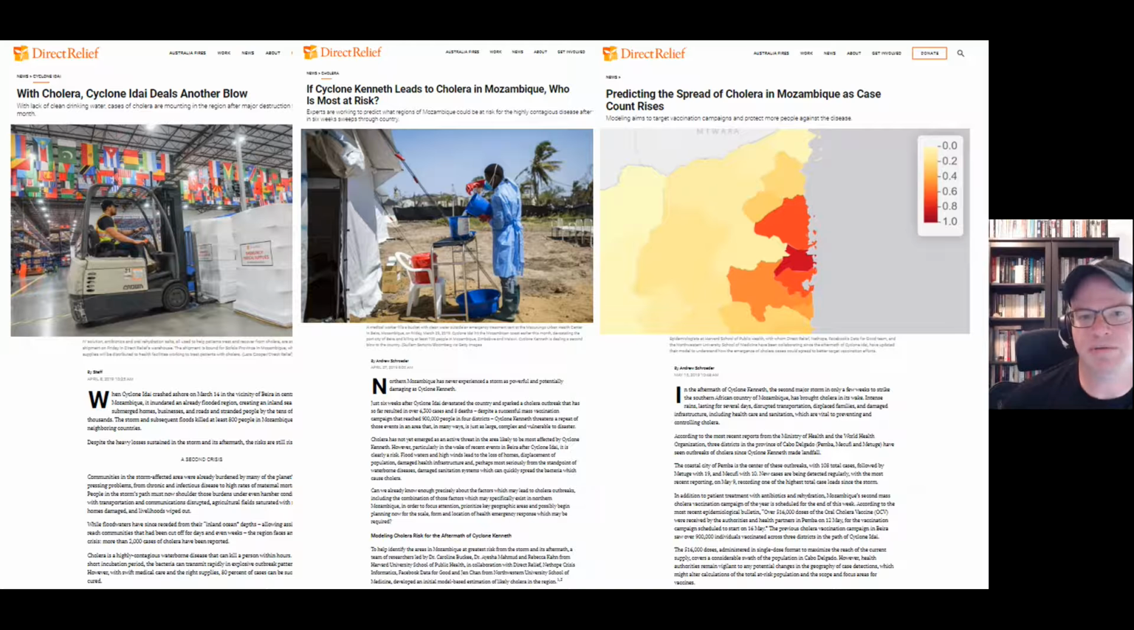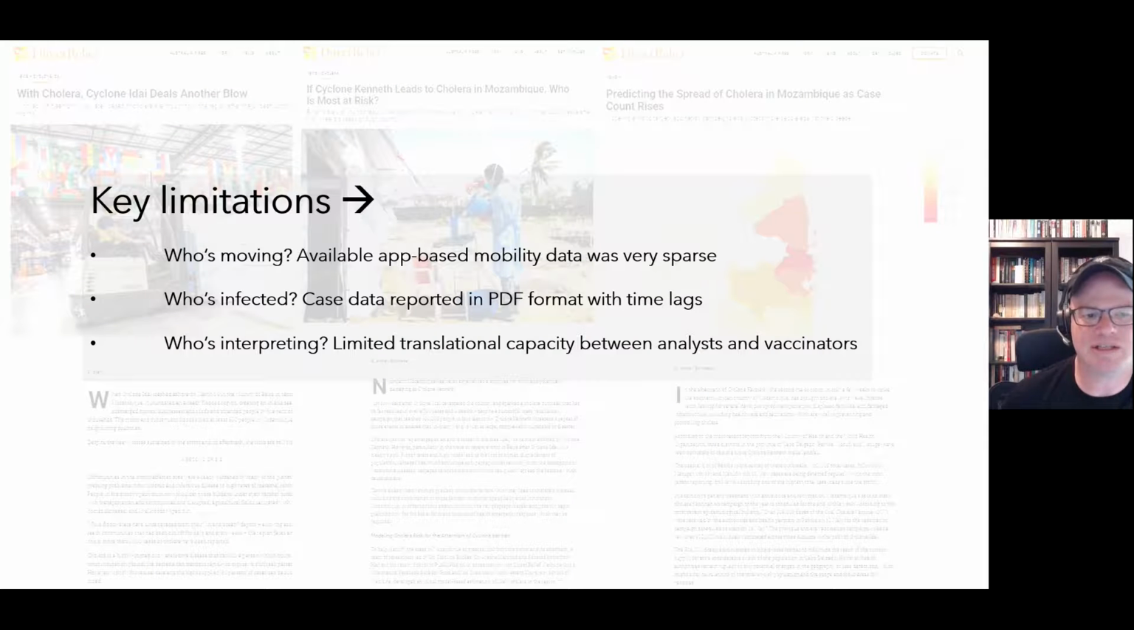We started, in the response, before we actually had a data model worked out for understanding the cholera outbreak, but as we progressed, this veered towards actual formal epidemiological modeling, and there were some key limitations in that. So understanding population movement, who's moving where, and then who's infected. Case data was reported in PDF format, difficult to use.